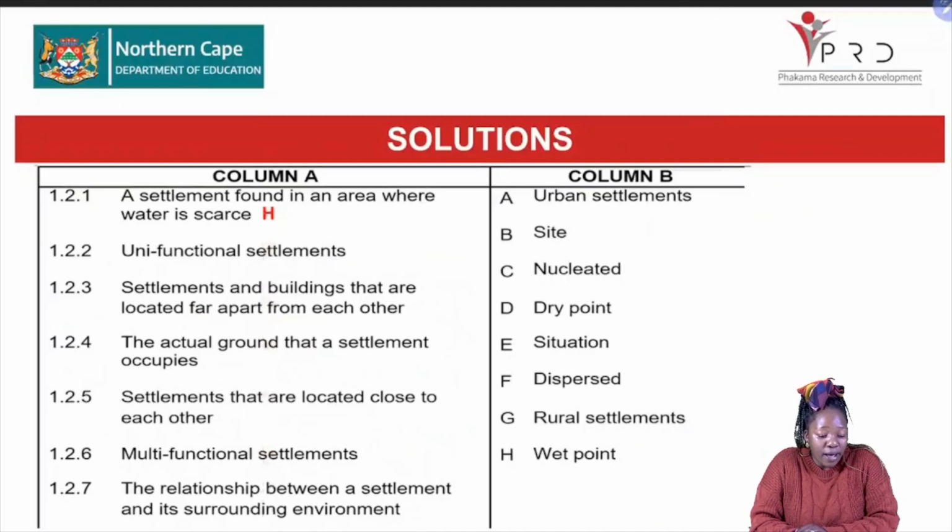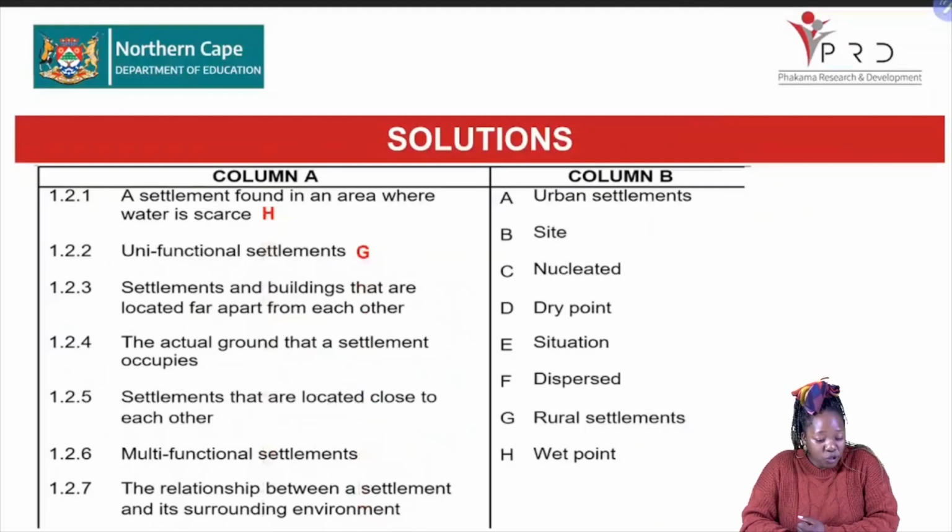Then your 1.2.2 unifunctional settlement. Remember, unifunctional settlement means that settlement is only focusing on one function. So we've got the settlement G, which is your rural settlement. Remember, they are only focusing on the primary activities.